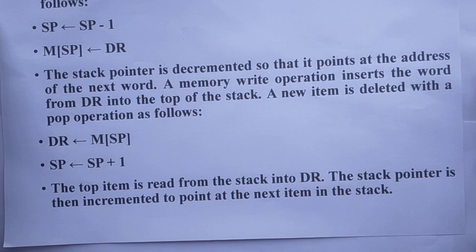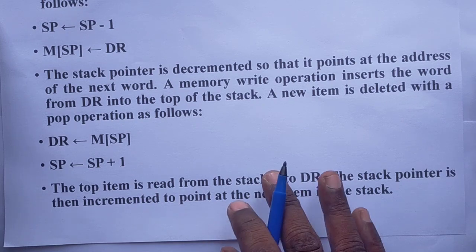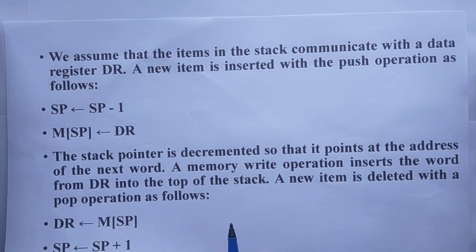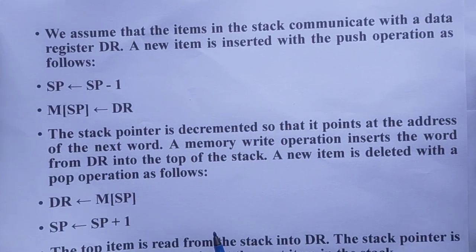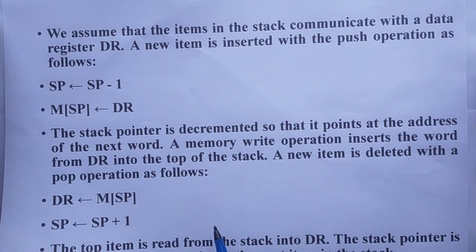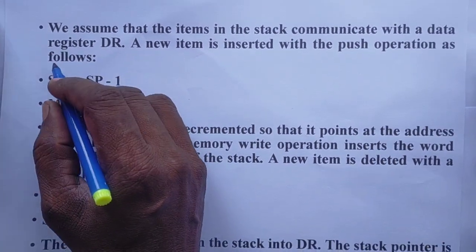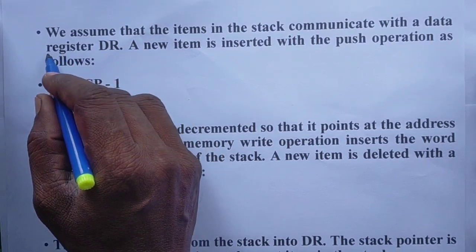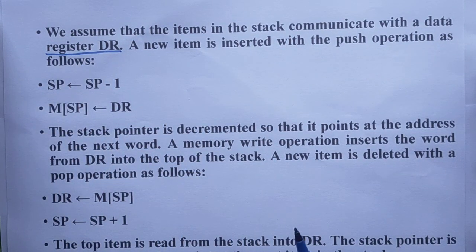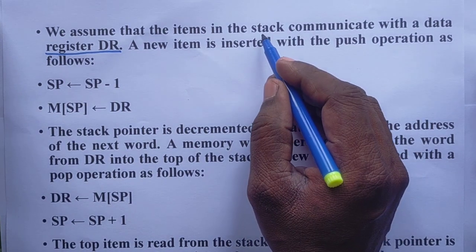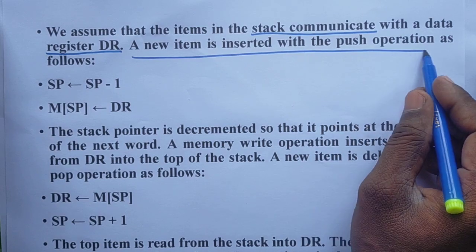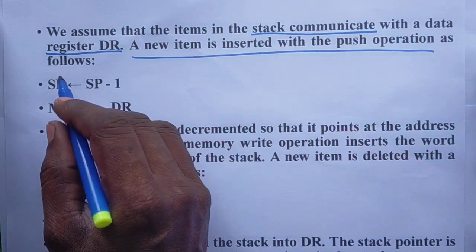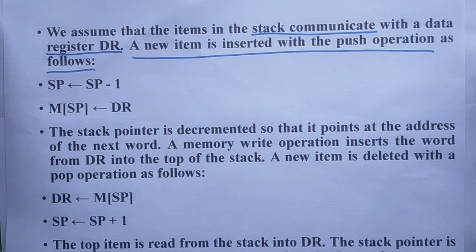Next you see, I will show you in a very simple way. Suppose we insert some data, we update the data like this. How will it update? We assume that items in the stack communicate with the data register DR, because we have to enter data into the stack, so we collect the data from DR. The data register contains the data, so the stack communicates with the data register. A new item is inserted with the push operation as follows. I have already discussed this. Here you see a very simple way.